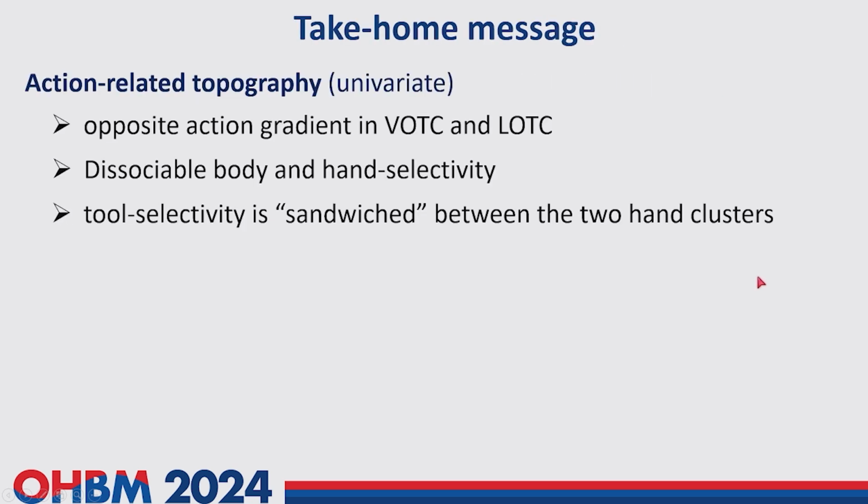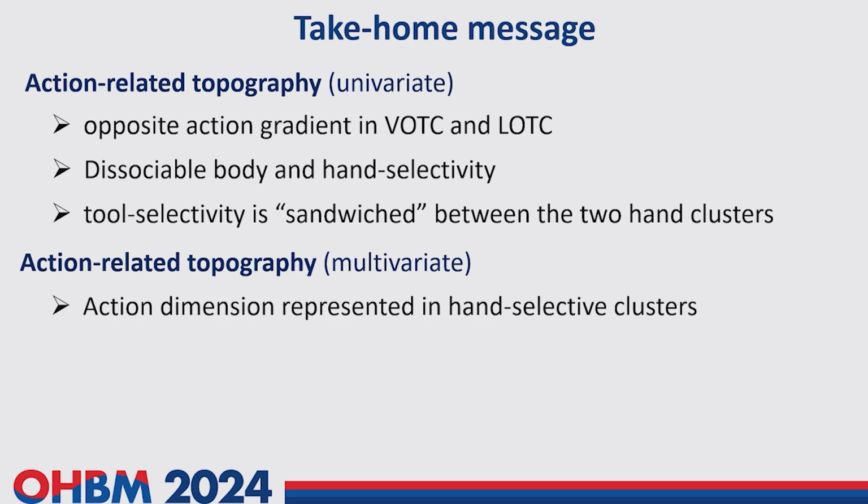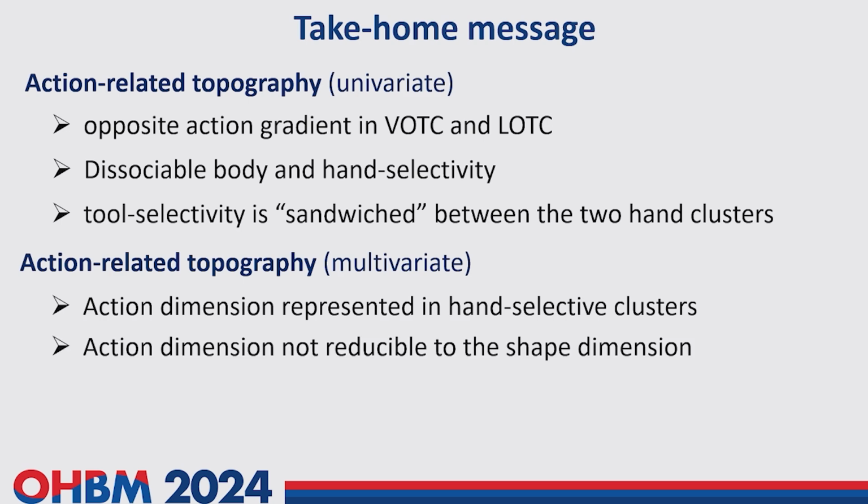So also at the level of multivariate, we find an action-related representation, especially in the hand-selective clusters in lateral OTC. And the action dimension is actually independent from the shape dimension.